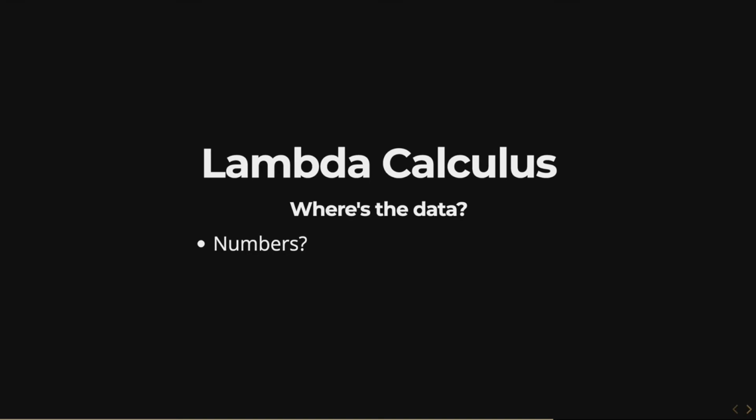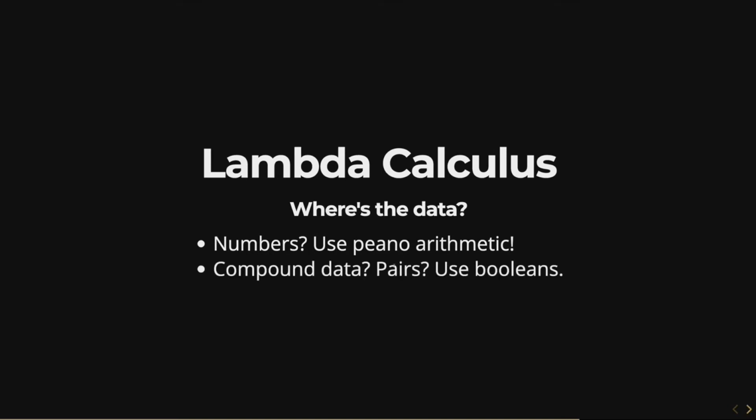And what about numbers? Easy. You use Peano arithmetic, right? In which a function application represents adding 1, essentially. And what about compound data, pairs for example? Well, you can use the same idea of booleans to select terms out of it. And then you keep going.